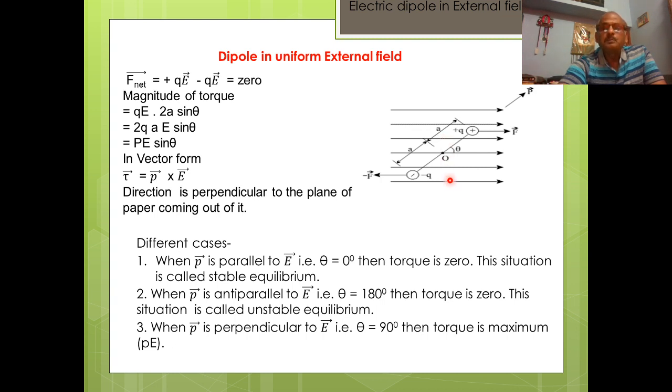Now if the dipole is perpendicular to the electric field, that is theta equal to 90 degrees, then the torque is maximum. So this body will try to rotate, and momentarily it will come into equilibrium when it aligns at angle 0.